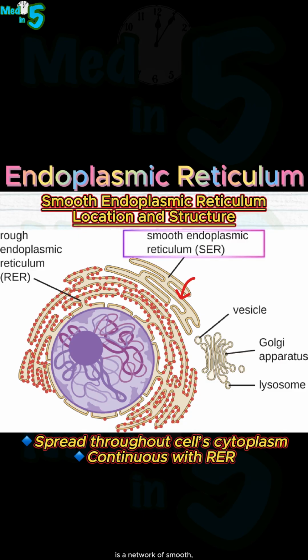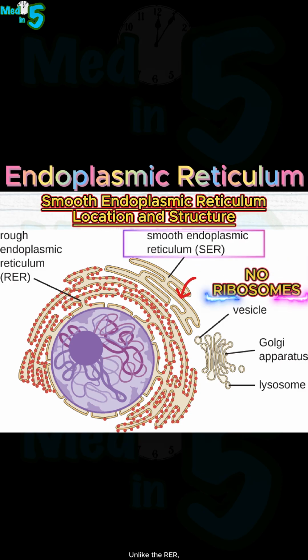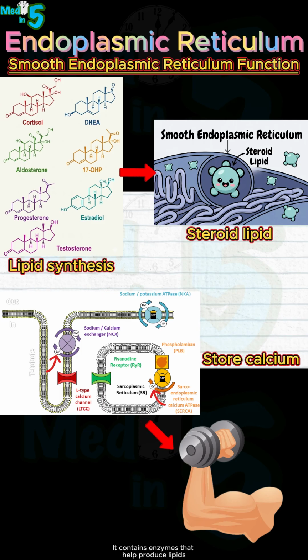The SER is a network of smooth, tube-like membranes spread throughout the cell's cytoplasm and is continuous with the RER. Unlike the RER, it has no ribosomes on its surface. It contains enzymes that help produce lipids and store calcium. Because of these roles, the SER is especially abundant in cells involved in steroid hormone production and movement.